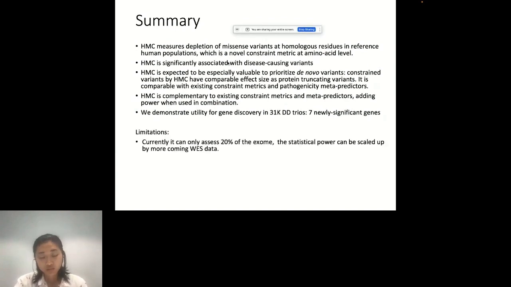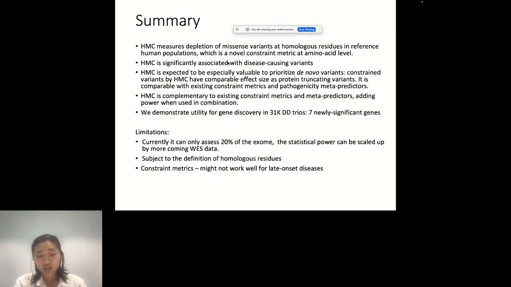We also learned the limitations of our approach. Currently, it can only assess 20% of the exome, but this approach can be scaled up when we have more exome sequencing data in the future. We also know that the accuracy of this method highly depends on how we define the homologous residues. As we are measuring negative selection, we wouldn't expect this method to work well for late onset disease.